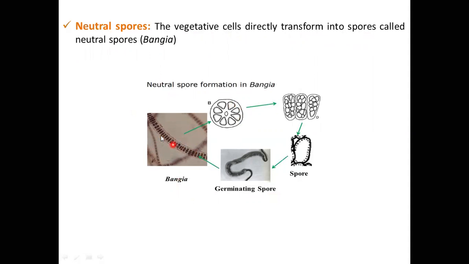So this is the vegetative thallus, the vegetative structure of Bangia, and one cell is given here. These are the vegetative cells of Bangia, and you can see these directly convert into spores. It is known as neutral spores, and this neutral spore germinates directly into a new thallus of vegetative cells of red algae. So this is a very simple type of asexual reproduction, which produces spores known as neutral spores.